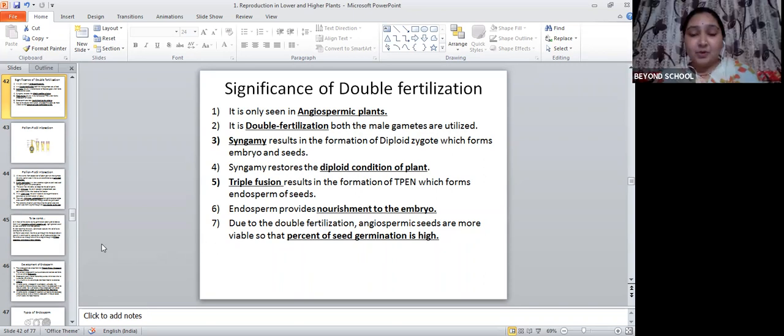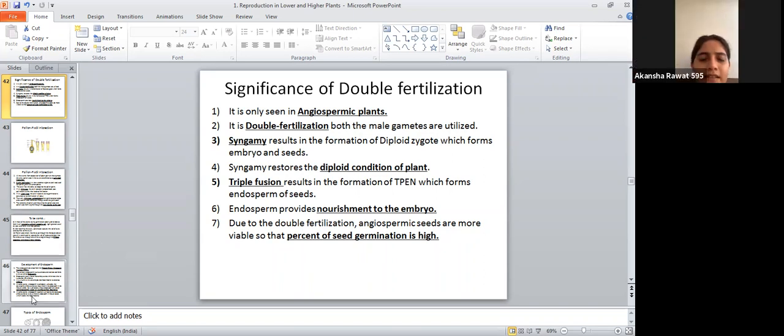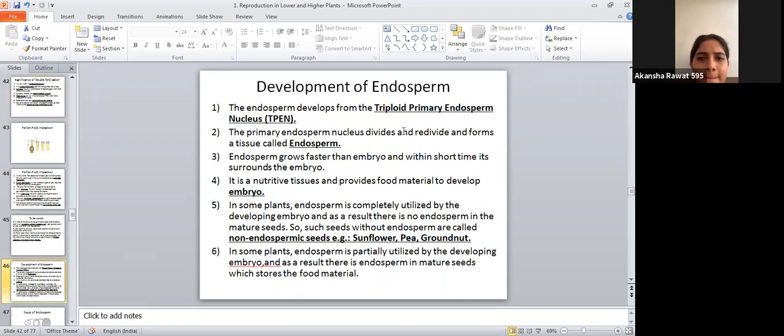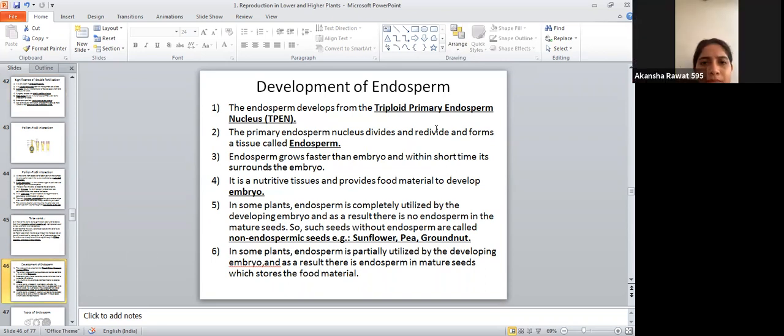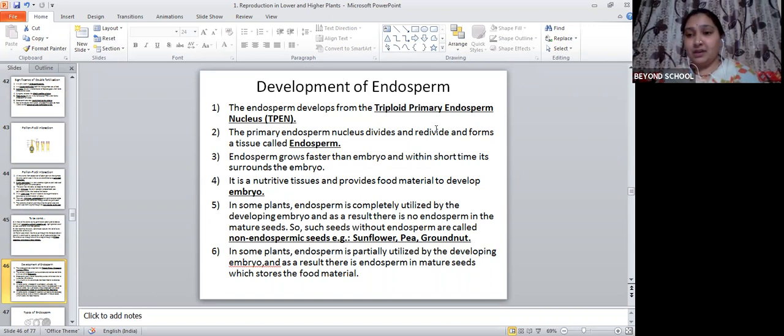Now, why did I come to this slide? So that you should know what is happening and what is not, and from where this embryo came. The endosperm has been developed from the PEN, the primary endosperm nucleus. We both know that. This primary endosperm nucleus divides and redivides every time. Why does it divide and redivide? Basically, to form a tissue which is called the endosperm.